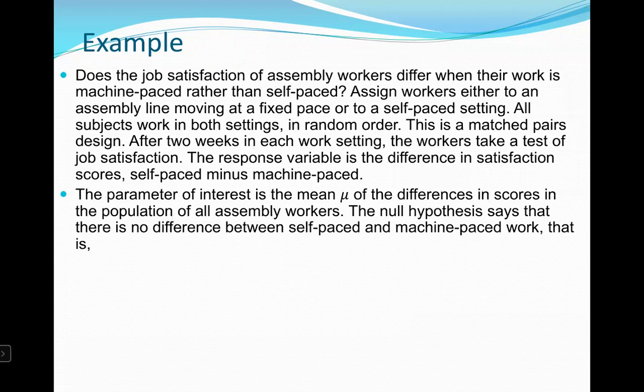The null hypothesis states that there is no difference between self-paced and machine-paced work. That is, H naught is that mu equals 0.